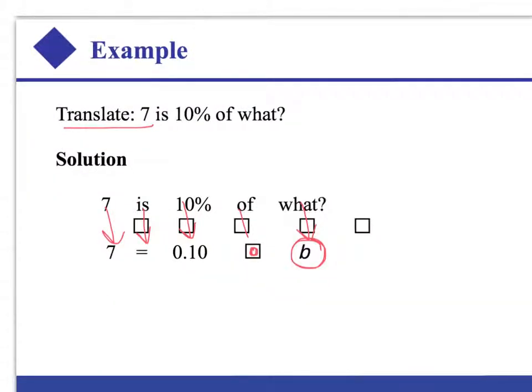On this problem, we're going to translate again. 7 is 10% of what? 7 equals 0.10 times some number. We just translated. So here's our equation. 7 equals 0.10 times some unknown number.